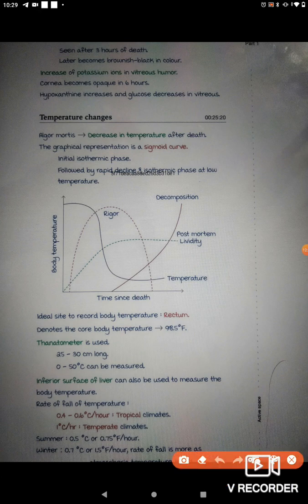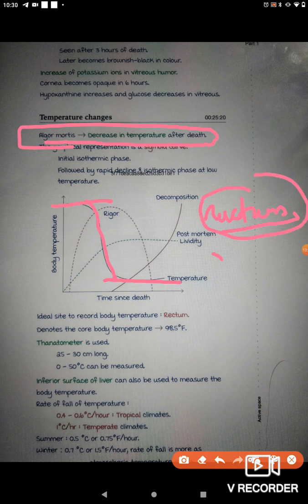So what we have seen in algor mortis is the decrease in temperature after death. Initially it is isothermic, followed by rapid decline, and later, at low temperature, it becomes isothermic again. The ideal site to record the temperature is the rectum, or the inferior surface of the liver can also be used, but the rectum is ideal. Core body temperature is 98.5 degrees Fahrenheit, and the rate of fall of temperature is more in winter than in summer. The rate of fall is more in the temperate area than in the tropical area. Temperate is 1 degree Celsius per hour, and tropical it is only 0.4 to 0.6 degrees per hour.